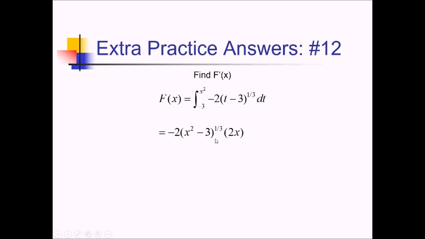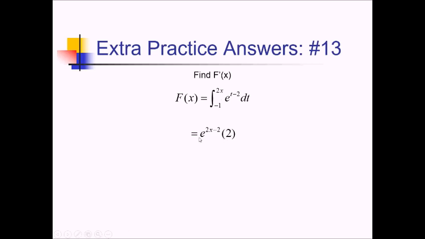So if you wanted to clean this up a little, we could write negative 4x times all this stuff to the 1/3 power. To take the derivative of this integral, I'm just going to use my FTC and replace my dummy variable with this upper limit variable here. So I can write e to the 2x minus 2 times, we've got to use the chain rule here, the derivative of 2x, which is 2. So this is just 2e to the 2x minus 2 then.